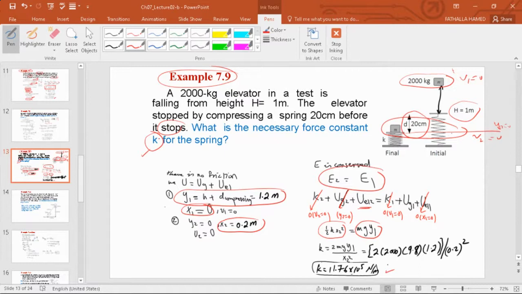In this situation, only conservative forces are doing work, gravitational and elastic. And you just use conservation of energy. What they ask us is to find k, and that's how we did it. Is this clear? Any question on this one? Any question on this one?